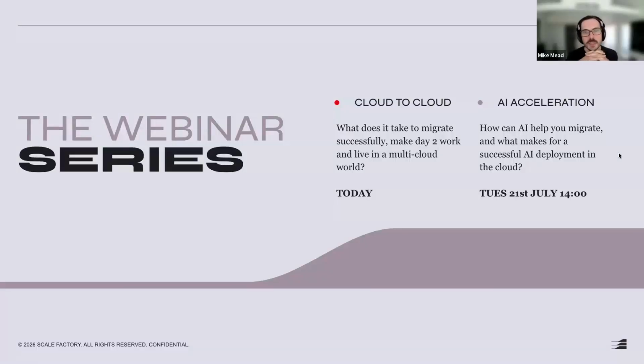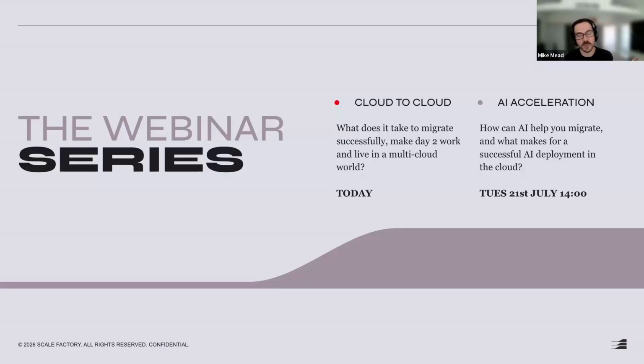Today we are presenting the first part of our webinar series, Beyond the Lift and Shift, and we'll be covering cloud to cloud migrations. We'll be talking about things a little bit more broadly than that, but it'll be the focus and the center of the examples that we use throughout. And we'll be looking at what it looks like to migrate successfully from one cloud to another.